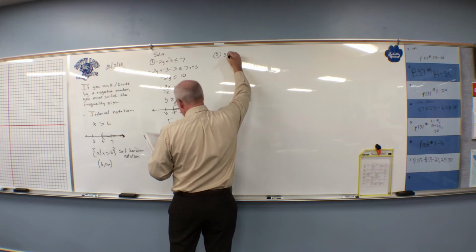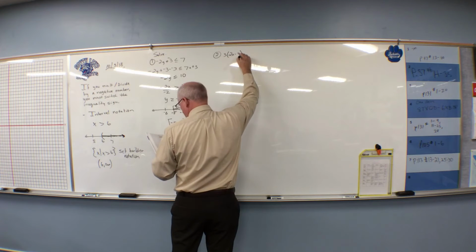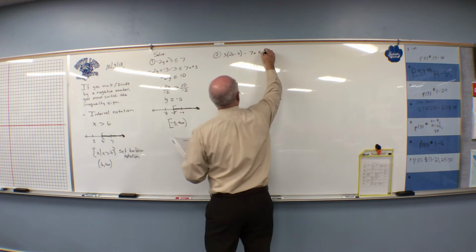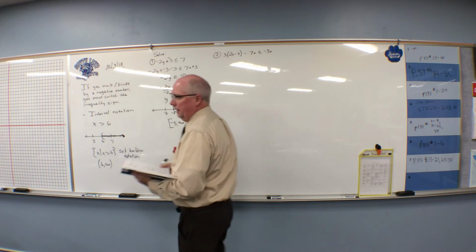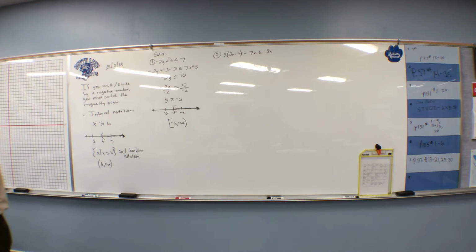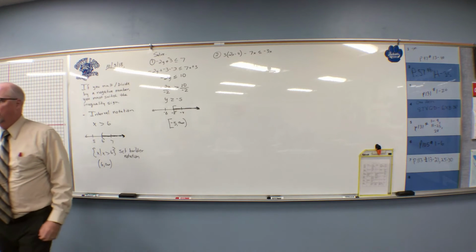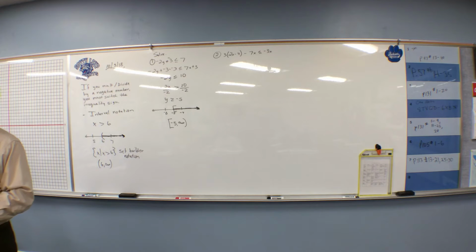3 times 2x minus 4 minus 7x is less than or equal to negative 3x. Okay. Now, I may not do this one. So you don't want us to put it in set builder? No. Let's just go all interval. Okay? Yep.